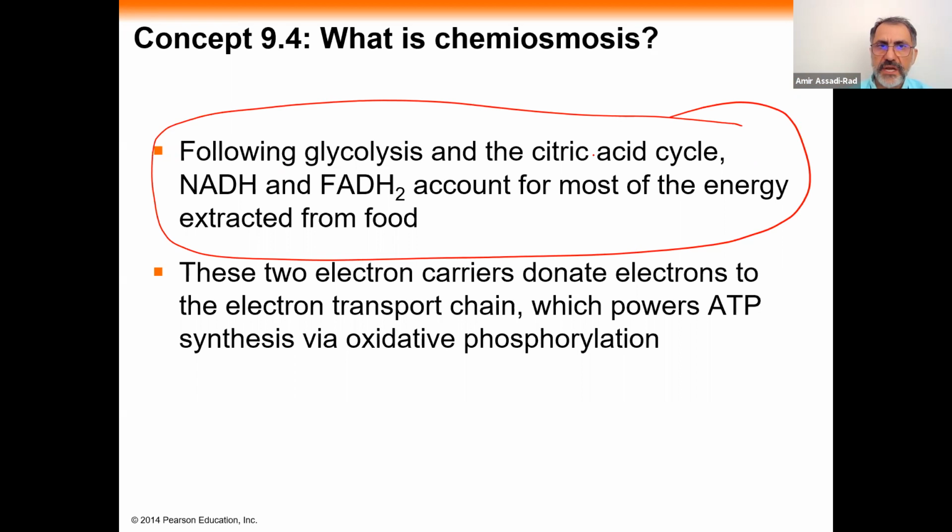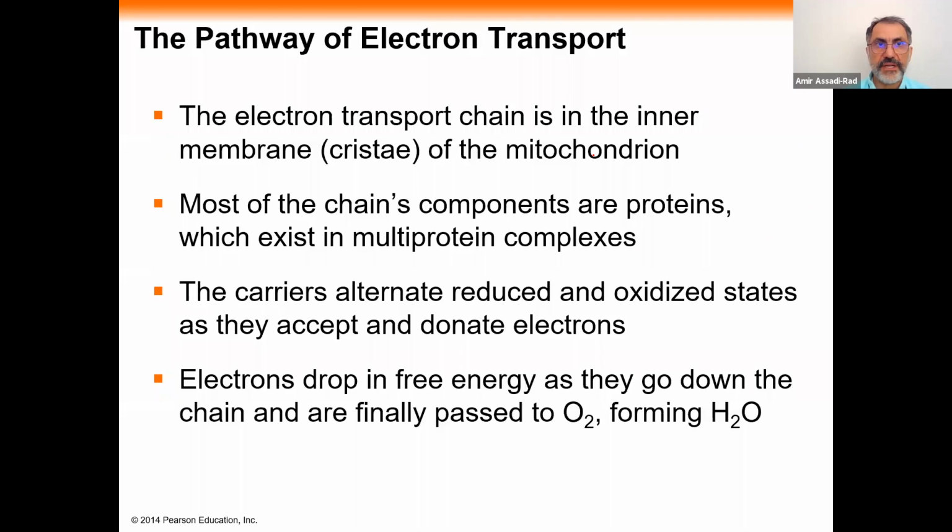These two electron carriers, FADH2 and NADH, deliver electrons to the electron transport chain, which powers ATP synthesis via oxidative phosphorylation. The electron transport chain is in the inner membrane cristae of the mitochondria. Most of the chain's components are proteins, which exist in multi-protein complexes.